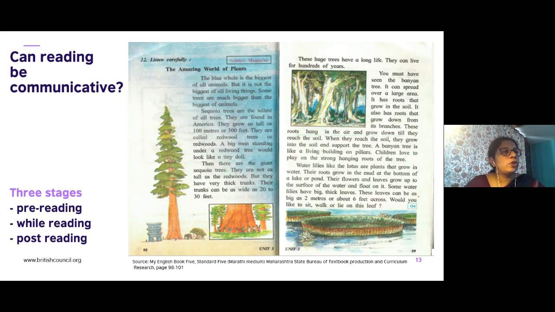There are three stages of reading: pre-reading, while reading, and post-reading. I happened to see a Karnataka state textbook a while ago, the English book for class 6, which had a pre-reading section. But the question here is, can we make this pre-reading section more communicative? Can each stage of reading be made more communicative?